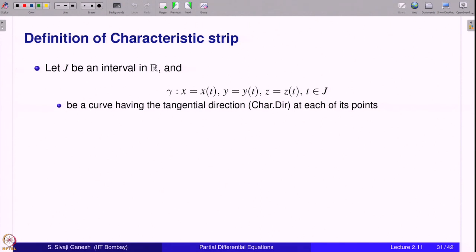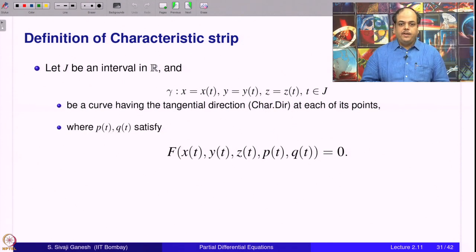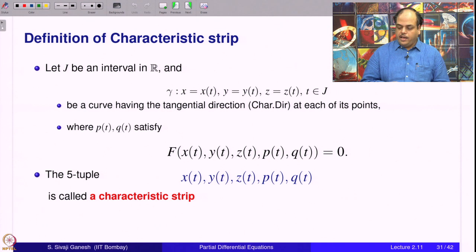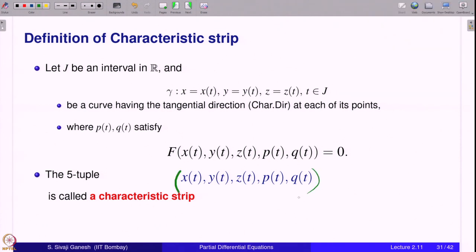Let J be an interval in R and gamma be a curve given by x equal to x(t), y equal to y(t), z equal to z(t), a curve having tangential direction as the characteristic direction at each of its points, where p(t), q(t) satisfy this equation f of x(t), y(t), z(t), p(t), q(t) equal to 0. The tuple x(t), y(t), z(t), p(t), q(t) is called a characteristic strip.